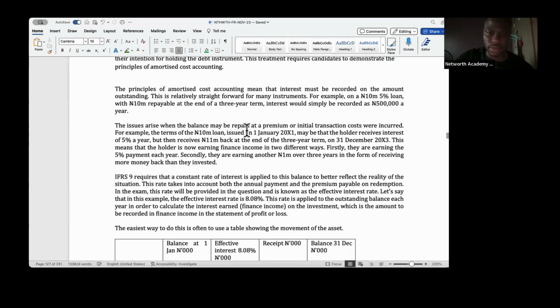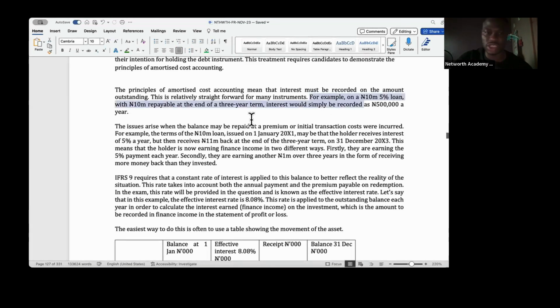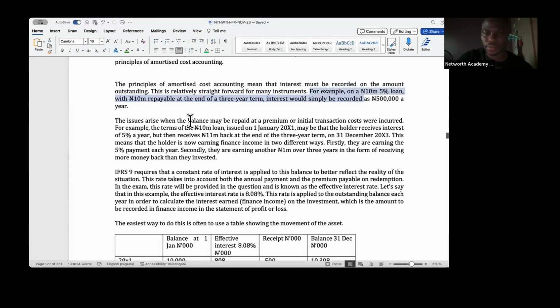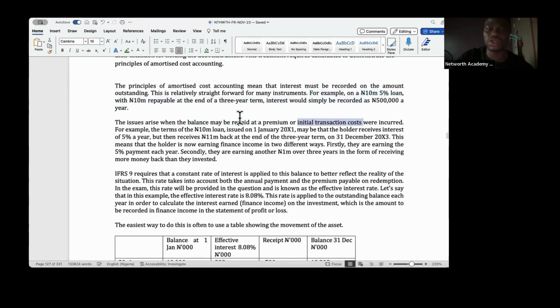Now let's look at the ones where we can have a little bit of issue, which is the one you might likely find in your exam. They also ask this first scenario, but this second one is whereby you are going to be repaid at a premium, or maybe there is an initial transaction cost that was incurred. Just let me show you what I'm talking about. So you invested in a 10 million naira loan on 1st January 2001, and you will get 5% every year, but then you are getting back 11 million at the end of the 3rd year. So my question to you is this again, and Kayode again, how much is this guy making over the 3 years in this scenario?